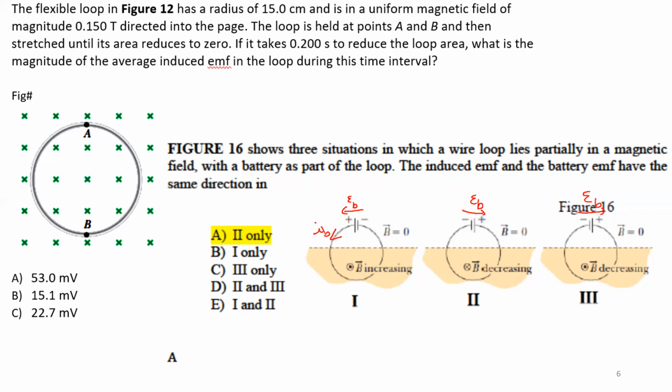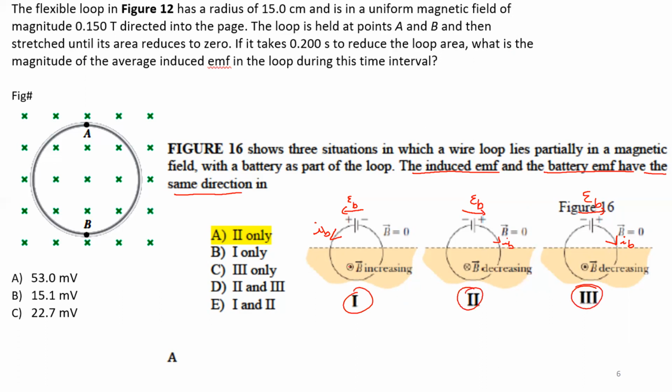In the first case, it's going counterclockwise. In the second case, it's going clockwise. This is the current of the battery. And in the third case, it's going also clockwise. Great. Now the question is, what is the induced EMF? The induced EMF and the battery EMF have the same direction in which case? Case 1, case 2, or case 3.